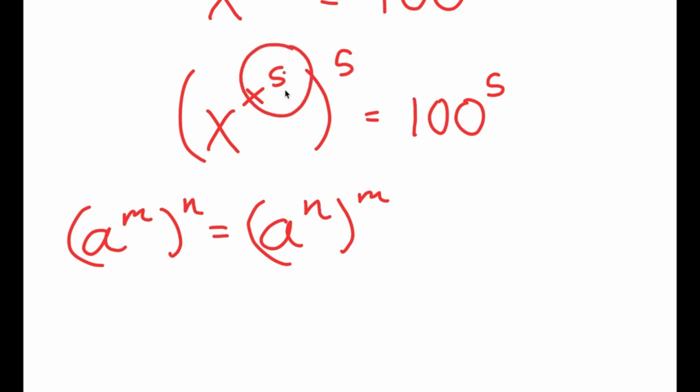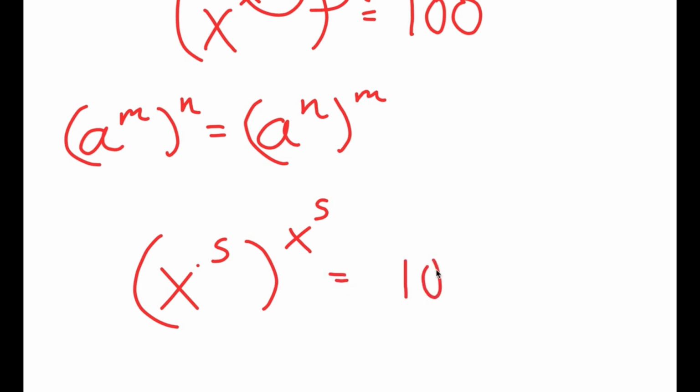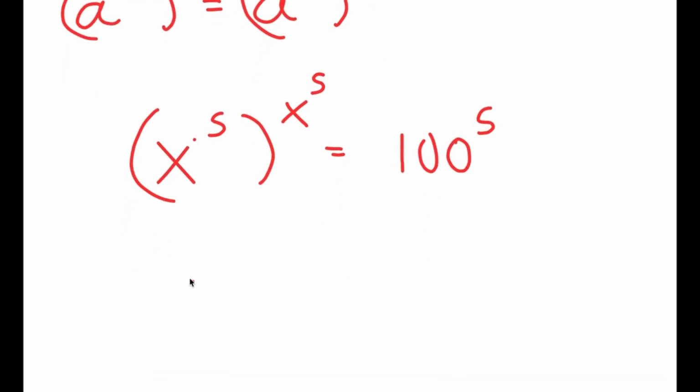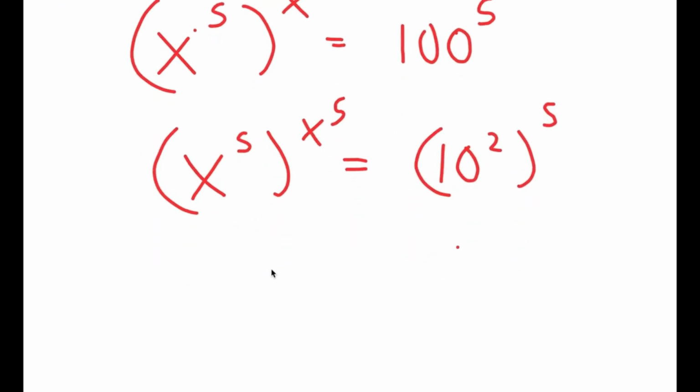We can think of x to the power of 5 as m and 5 as n, so I can switch the places of these two. So now I get x to the power of 5 to the power of x to the power of 5 is equal to 100 to the power of 5. Now, 100, I'm going to rewrite that as 10 squared. So now I have 10 squared to the power of 5.